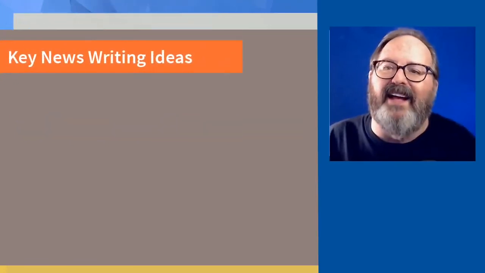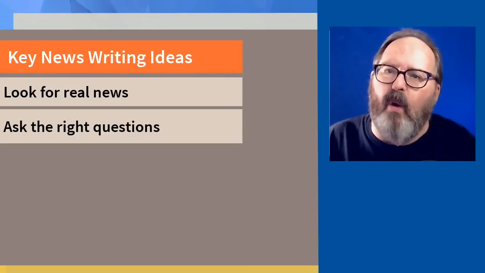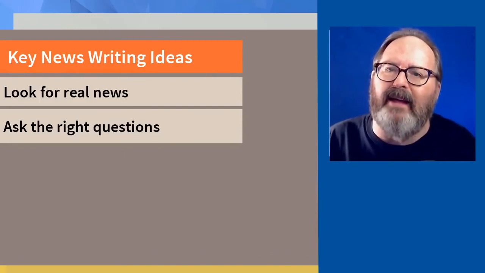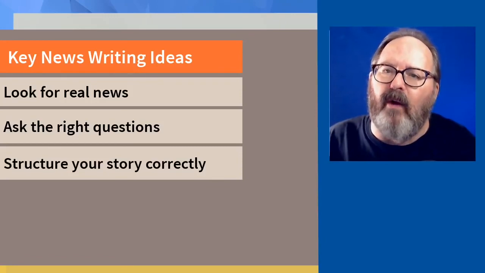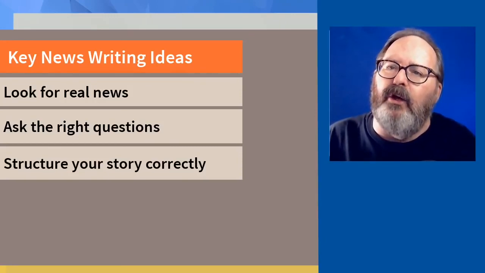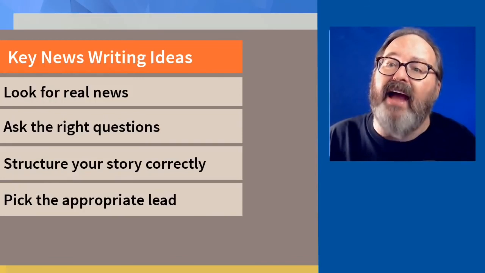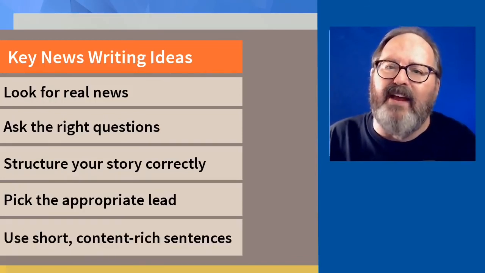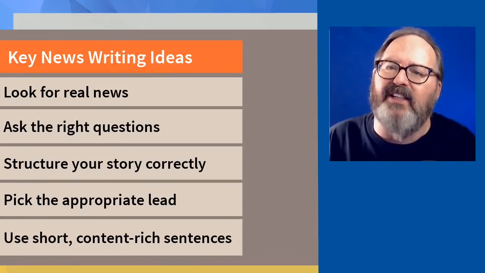In summary, look for the real news in each story, not just the obvious. Ask the right questions: who, what, when, how, and why. Structure your story correctly. Use the inverted pyramid. You pick the most appropriate lead for the kind of news you're covering. And you tell the story in brief paragraphs made up of short, content-rich sentences.